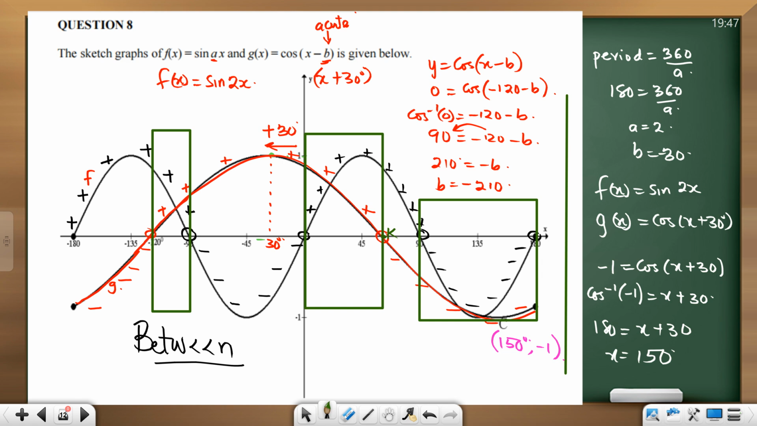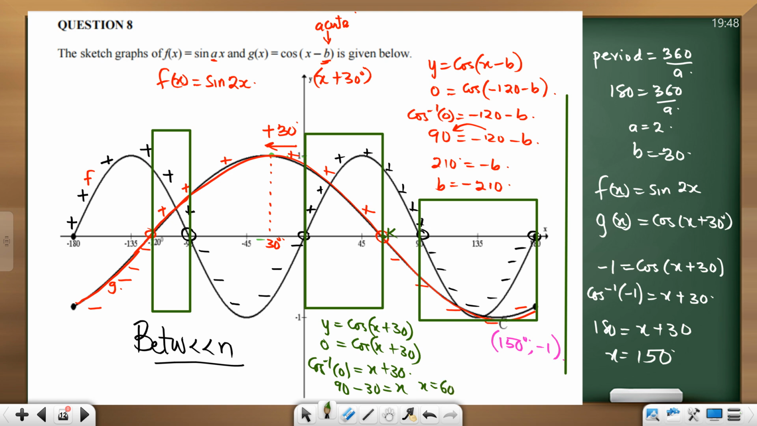What graph is this? Oh, it's a cos one. Okay, sorry. What do we have? y equals cos(x + 30). What is the y value? 0. So cos(x + 30) = 0. Can we say arccos of 0 is equal to x + 30? What is the arccos of 0? 90. So 90 minus 30. What is x?